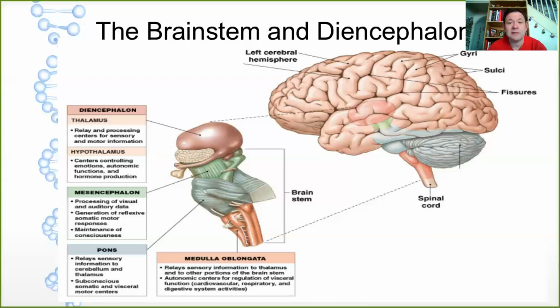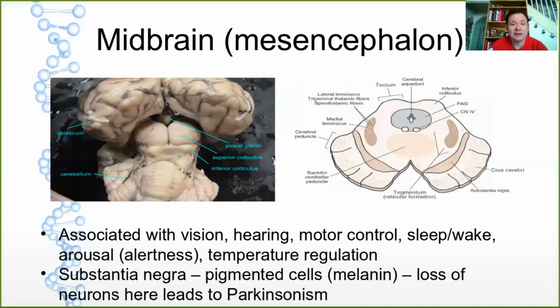Now, on the brain itself, we have various structures. We have gyri and sulci. The gyri are kind of like hills, ridges that basically stand up from the brain. The sulci are small dips, depressions in the brain. The fissures are longer depressions. Okay, so this is the midbrain. It's an image of the midbrain.